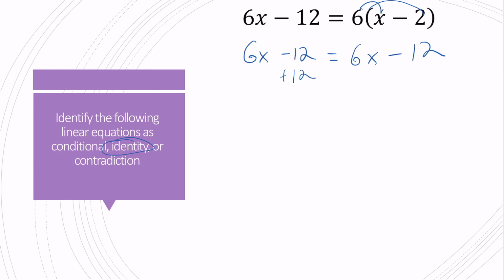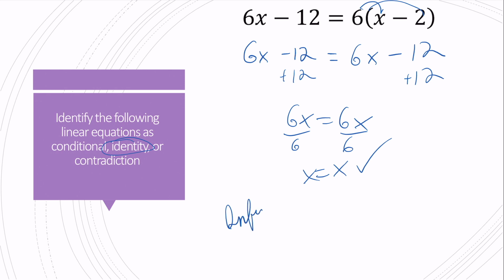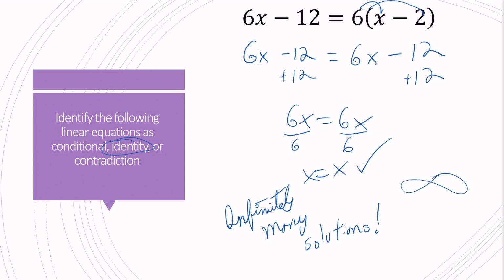I'm going to add 12 to both sides. That gives me 6x equals 6x. I could also divide by 6. I get x equals x. That's true, right? For any value of x that I plug in, whether x is negative 4 or 17 or 2/3, I'm going to get a true statement. So this has infinitely many solutions. Also, you could write the infinity symbol if you want. That works for me too.